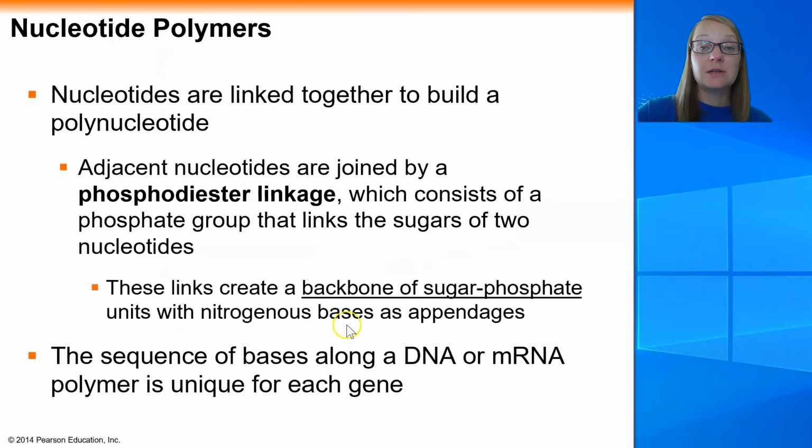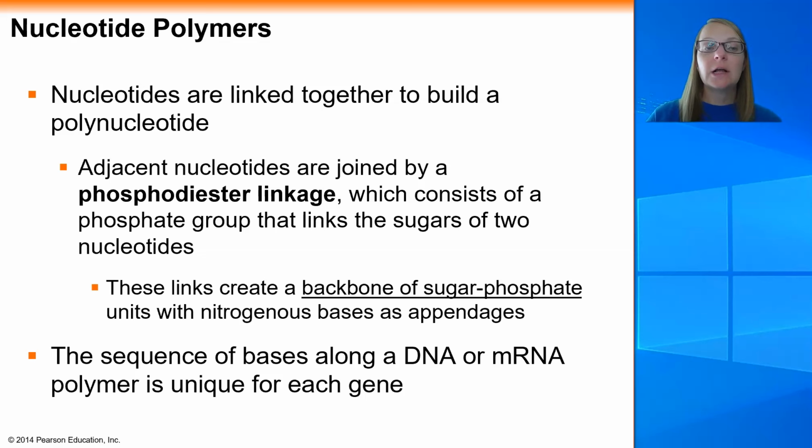All right, so a couple of things to review and maybe reintroduce. Nucleotides are linked together to build a polynucleotide. Remember, we're going to be linking the sugar of one nucleotide to the phosphate of another. We create a covalent bond to stitch these 2 monomers together. We have to give a special name to that covalent bond. We call it a phosphodiester linkage. It's a mouthful, right? Really, really long term there.